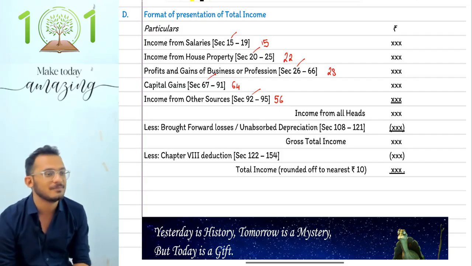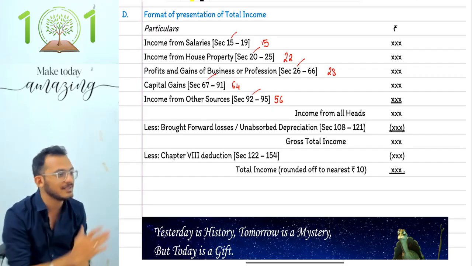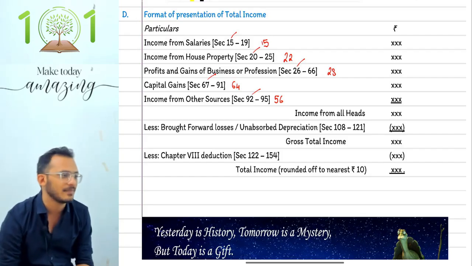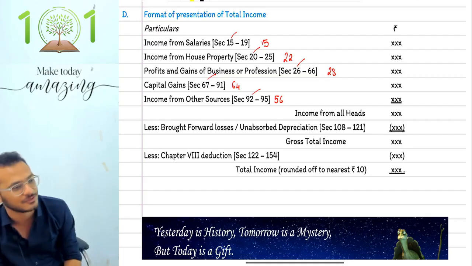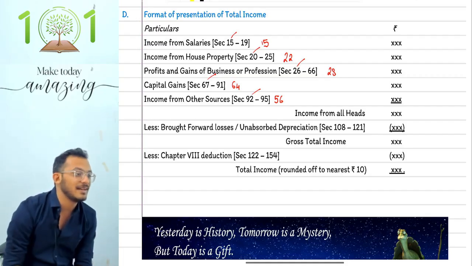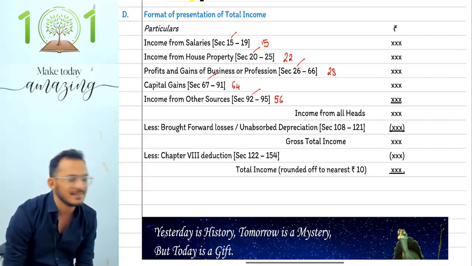All those things have now become numbers. So that is why the sections have increased to 66, which is where your capital gains comes at 67. 67 and then it goes till 91. Yes, capital gains goes on till 91 and then IFOS only starts at 92 series. Yes, that is where it works.